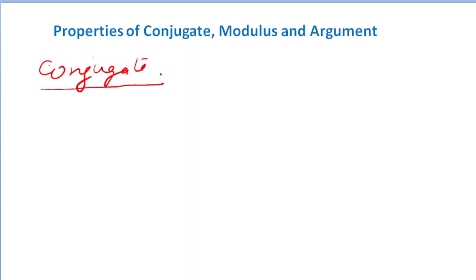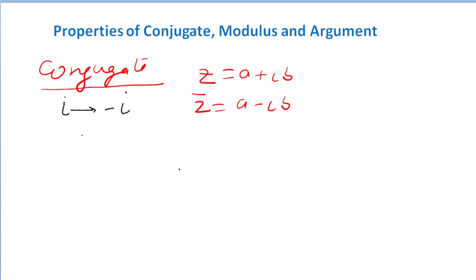We know that any complex number z is given by a plus ib, and the corresponding conjugate is given by a minus ib. So in the conjugate you just need to replace i with minus i, and then you will get the conjugate.